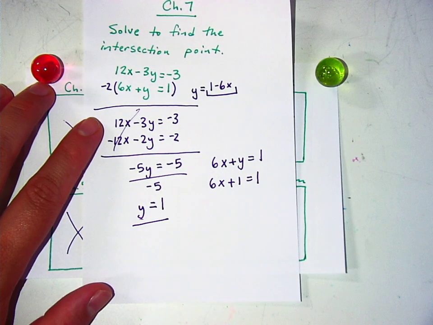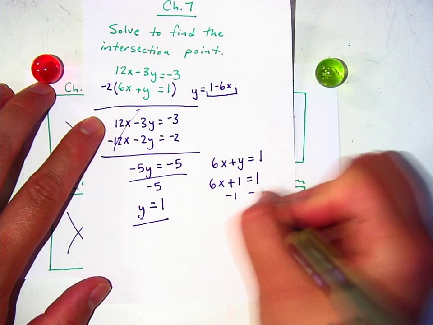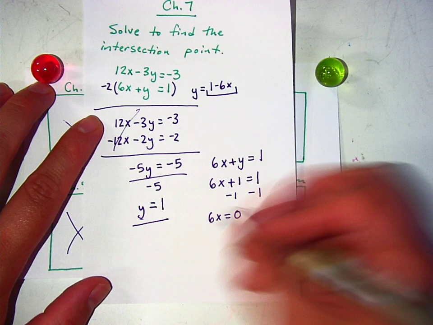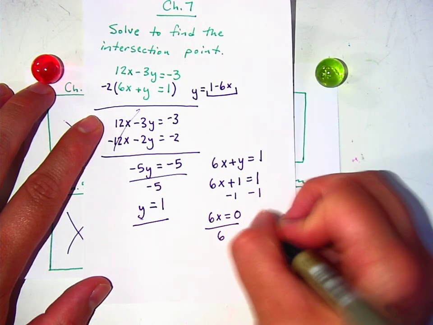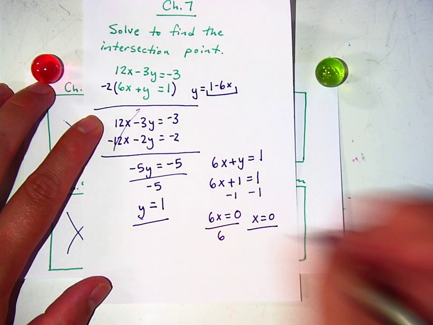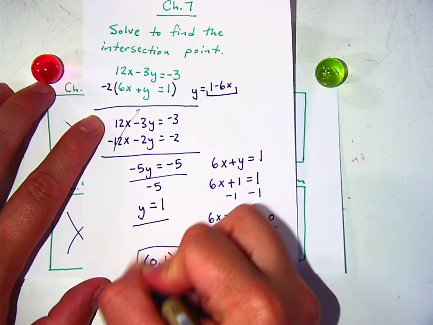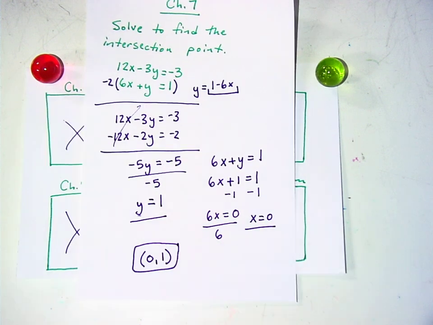And then to get rid of the 1, I'm going to subtract 1 from both sides. I get 6x equals 0. And then to get rid of that times 6, I'm going to divide by 6, so I get x equals 0. And then remember, your final answer looks like a point. So, (0, 1). There's definitely going to be one of these on the final. So be prepared.